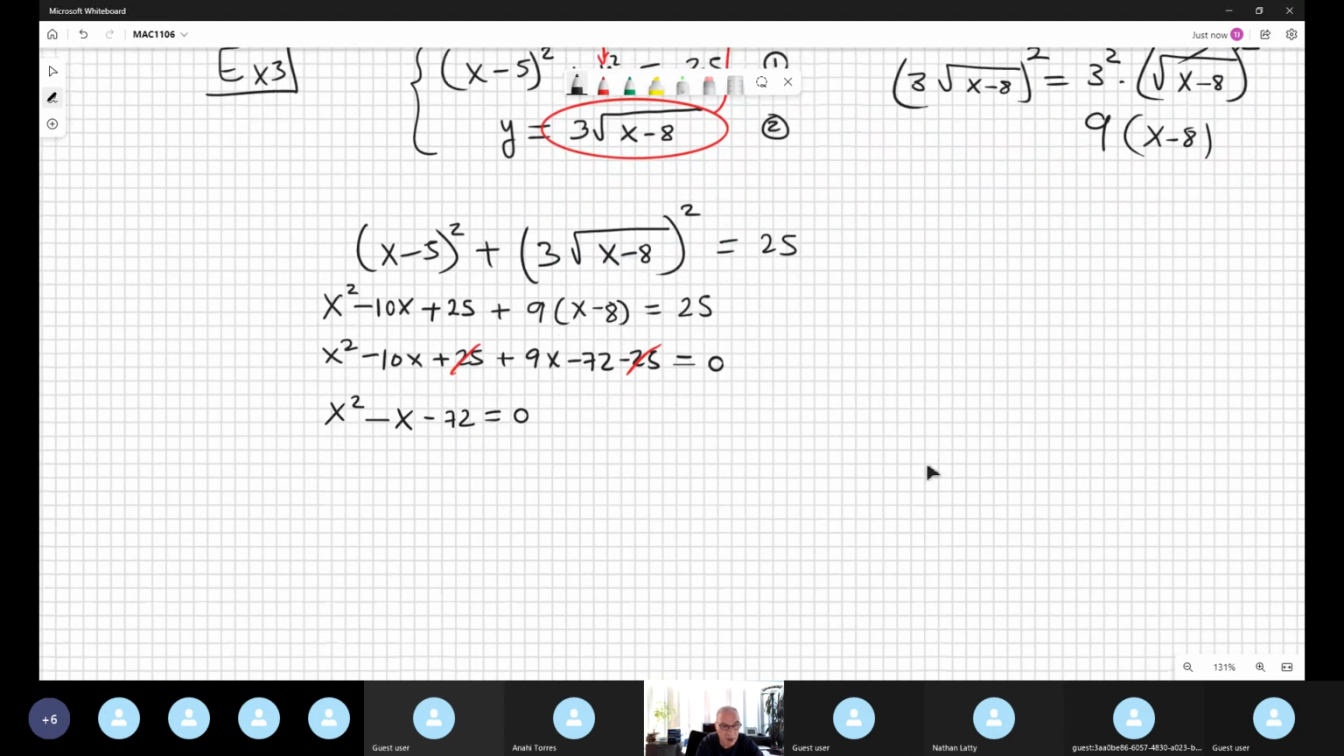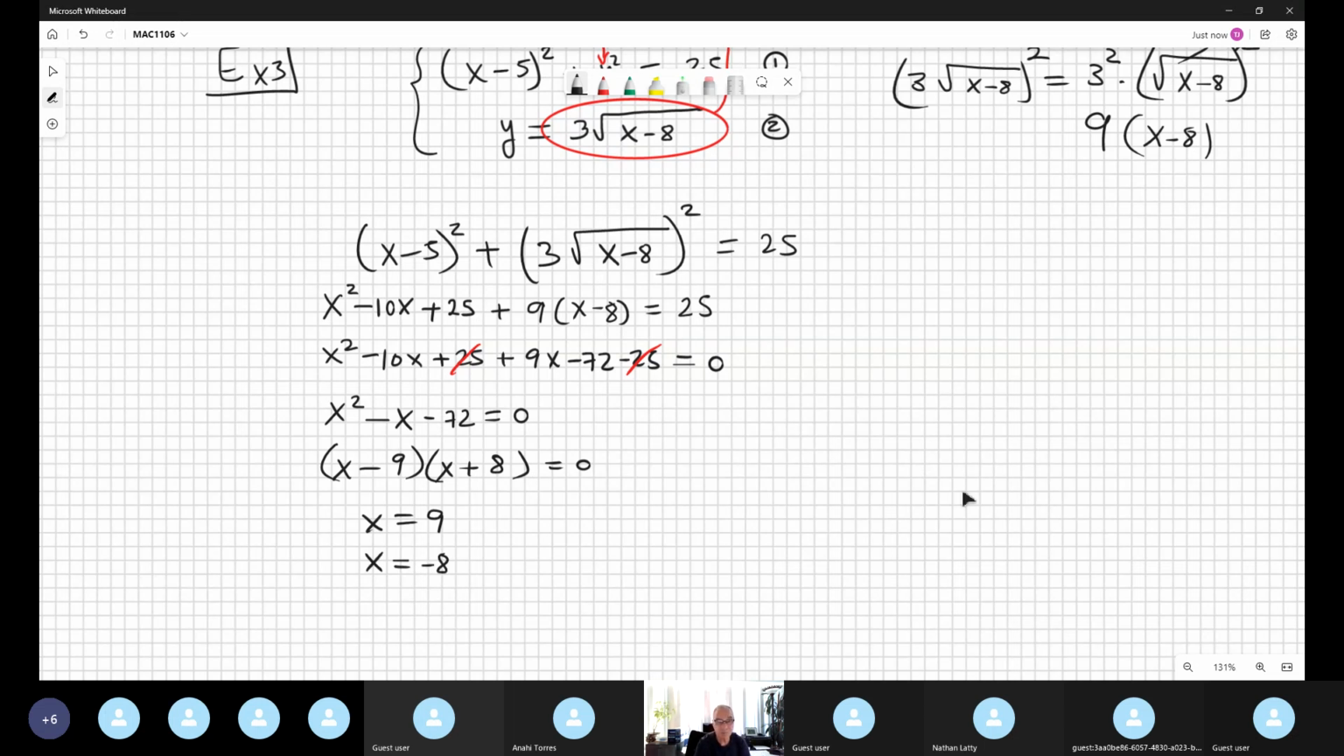Too easy by factorization. It doesn't always happen, guys. If you see that it's not easy, then you apply the quadratic formula. But in this case, I selected an example to make it easy. It's 9 and 8, because 9 times 8 is 72, and 9 minus 8 is negative 1. Of course, the signs are negative 9 and positive 8. Now the solution is x equals 9 and x equals minus 8.